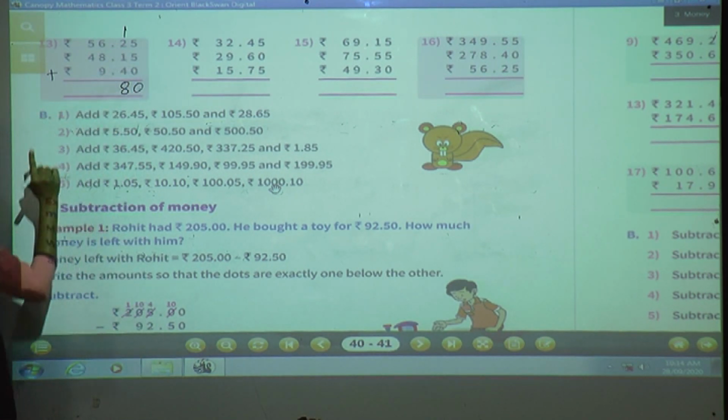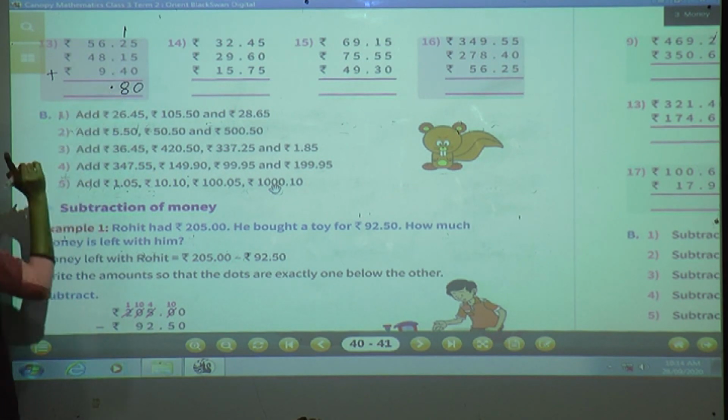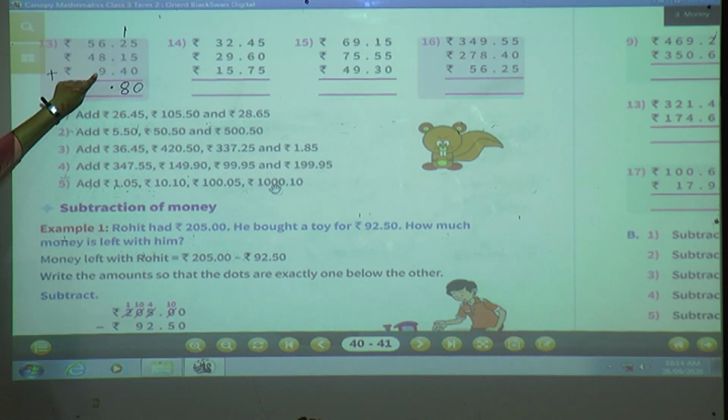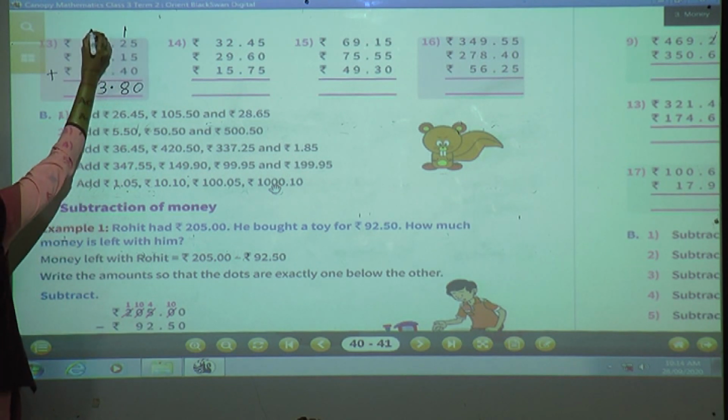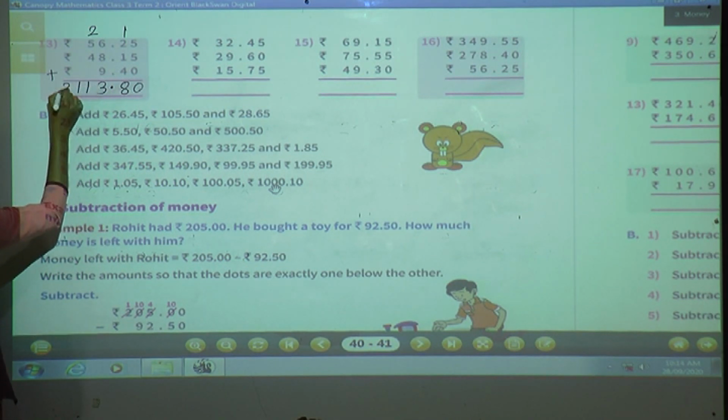Now here dots are there. See here, these 3 dots are one below the other. So here in the answer also we have to give a dot. Then we'll move to the next place. 6 plus 8, 14. 14 plus 9, 23. So what you will write here? 3 and 2 as a carry. Then 2 plus 5, 7. 7 plus 4, 11. So write here 11 and give a symbol of rupees.